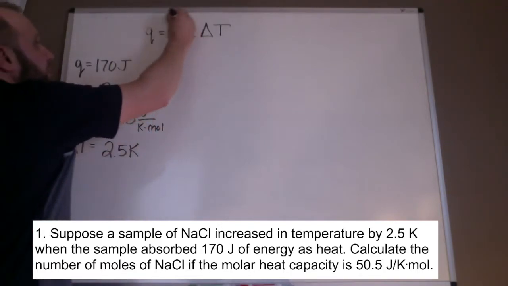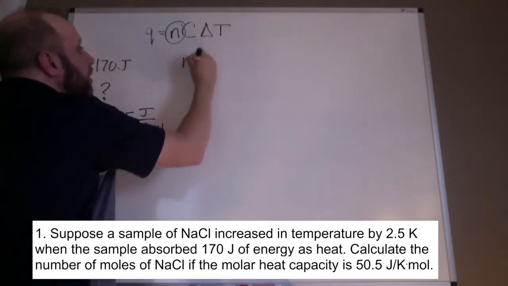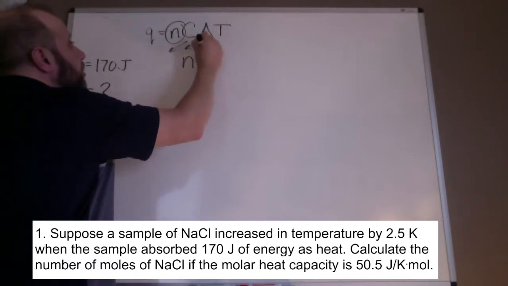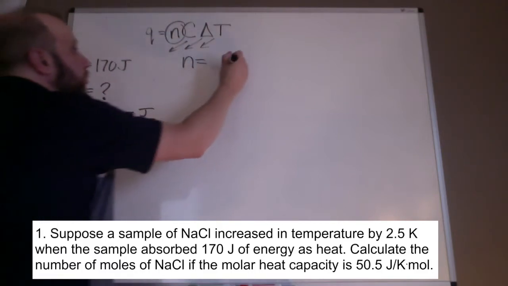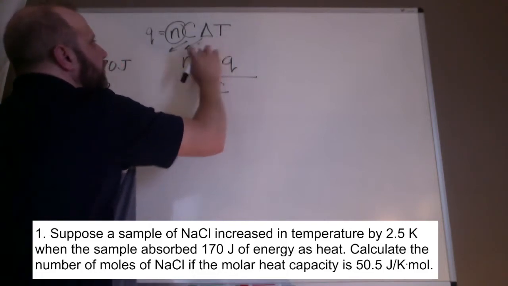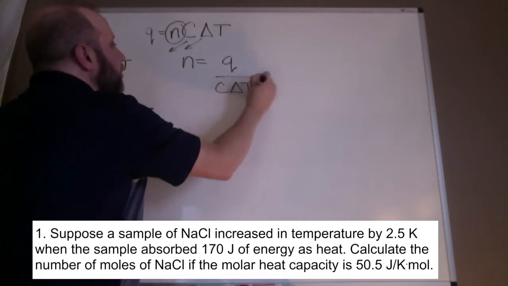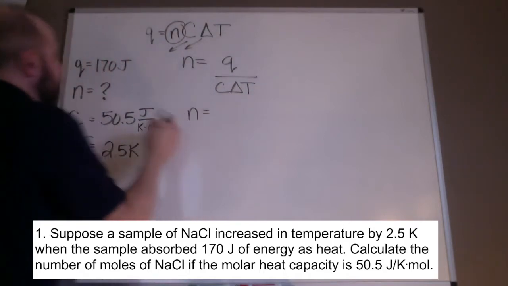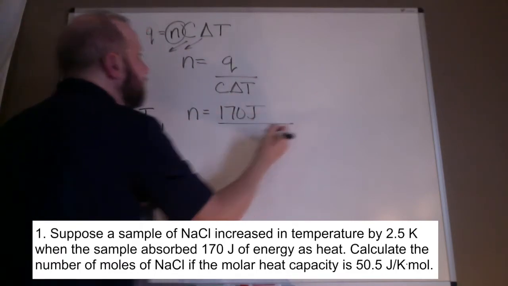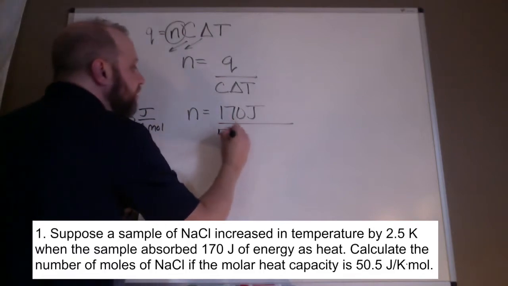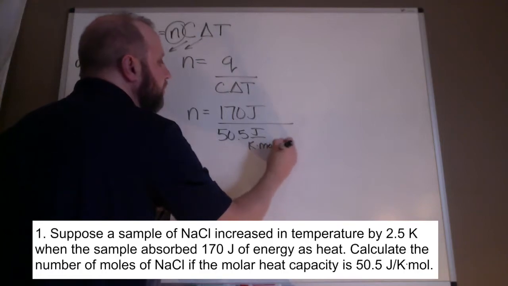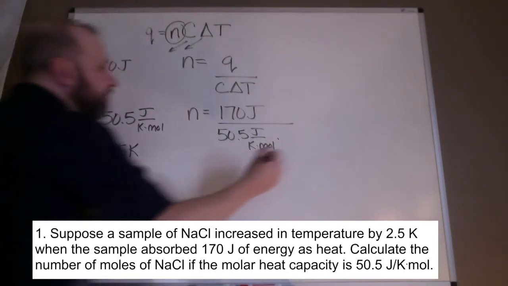So solving this equation for n, we get number of moles is equal to, so just like we did before, all 3 of these are going to come across the equal sign and end up below Q. So we're going to have Q over C delta T. So my Q value, 170 joules, will be divided by my value for C, 50.5 joules per Kelvin mole, and my 2.5 Kelvin.